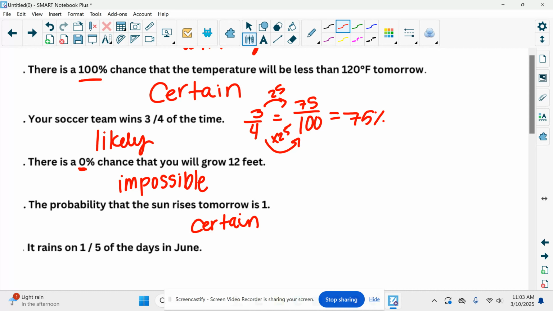It rains 1/5 of the days in June. If the probability is 1/5, and I convert that to a percent, so over 100, 5 times 20, so 1 times 20, so 20% is what likelihood? It's unlikely.